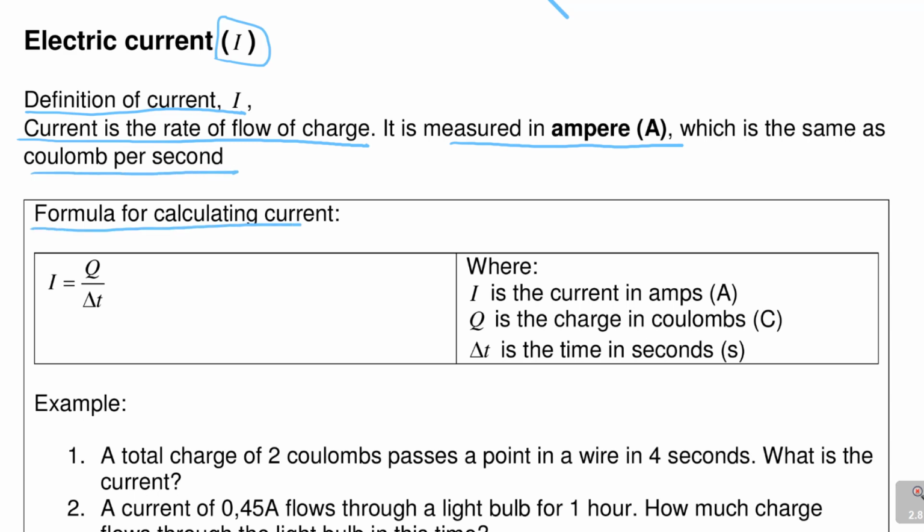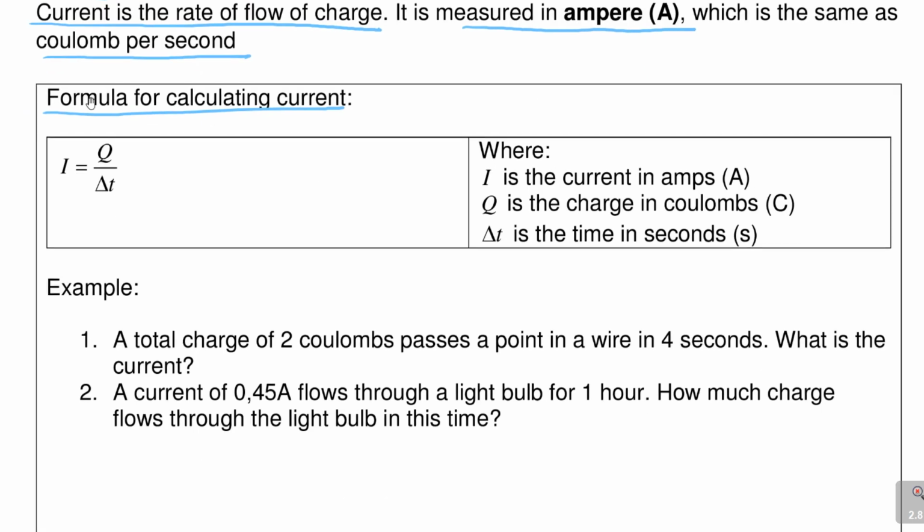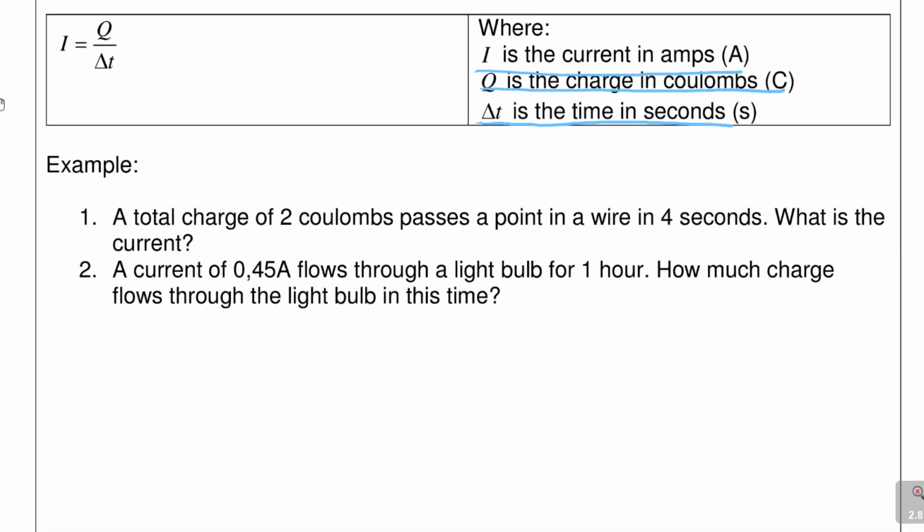Now there is the formula for finding current. I is equal to Q over change in time, where I is the current in amps, Q is the charge in coulombs, and delta T is the time in seconds. Let's look at a few examples for that formula. A total charge of 2 coulombs passes a point in a wire in 4 seconds. What is the current?